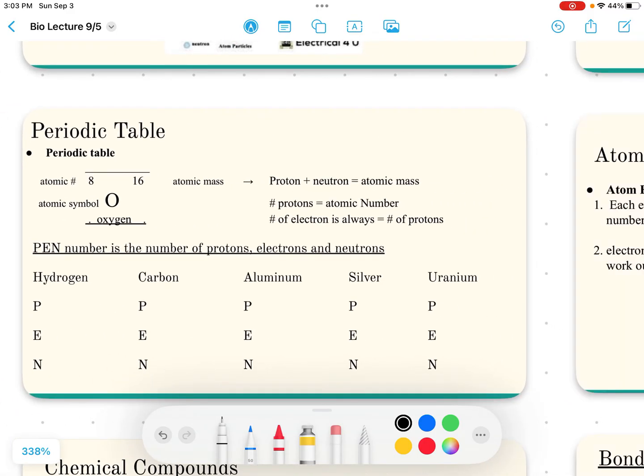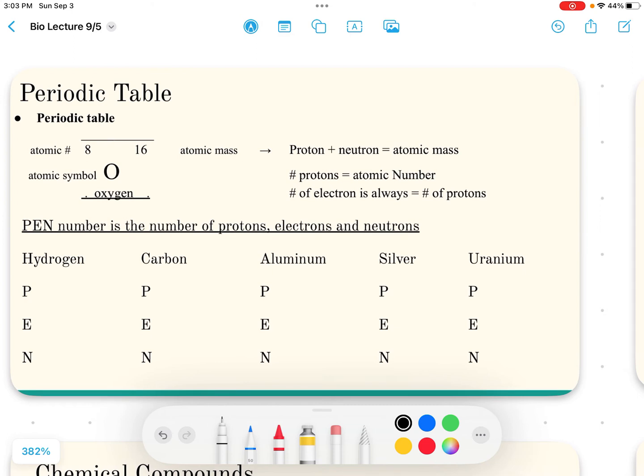Okay, so let's talk about our periodic table some more. When you look at your periodic table, you're going to see a box on every single section. There's going to be a letter or two, the name, the atomic number, and an atomic mass. Each periodic table is laid out a little bit differently. Generally, you're going to find the atomic number towards the top left-hand corner. The atomic number is going to tell you how many protons you have in that element.